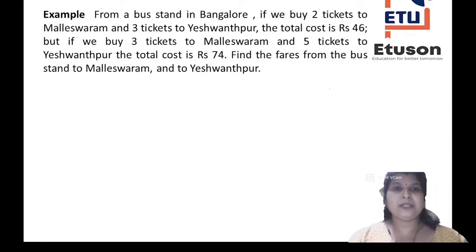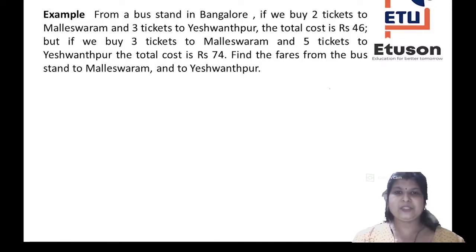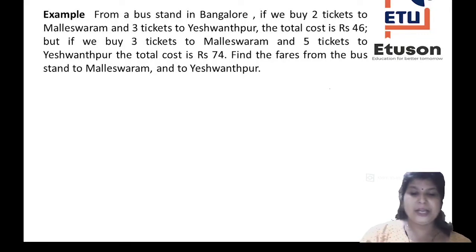From a bus stand in Bangalore, if we buy 2 tickets to Malleswaram and 3 tickets to Yeswanpur, the total cost is rupees 46. But if we buy 3 tickets to Malleswaram and 5 tickets to Yeswanpur, the total cost is rupees 74. Find the fares from the bus stand to Malleswaram and to Yeswanpur.